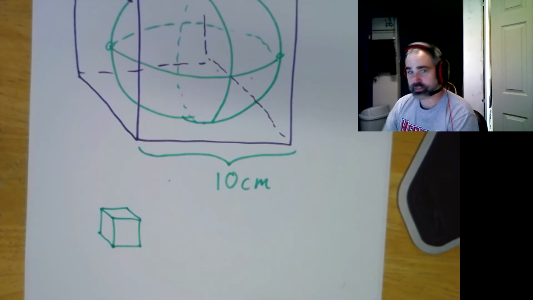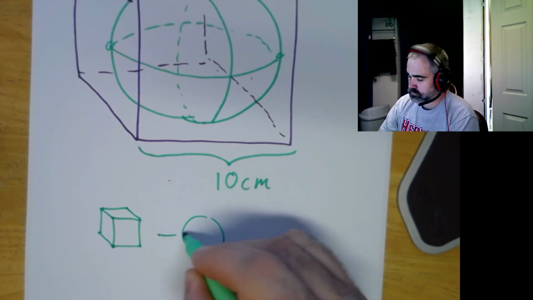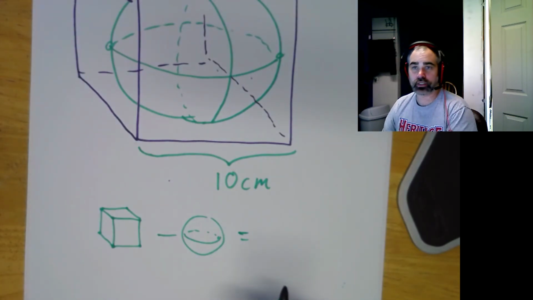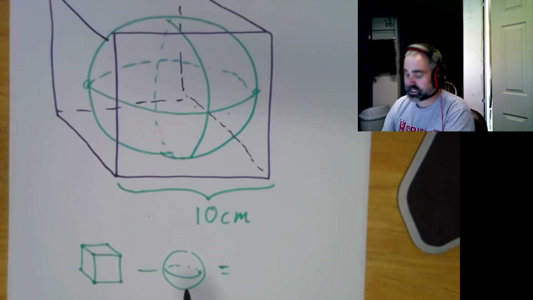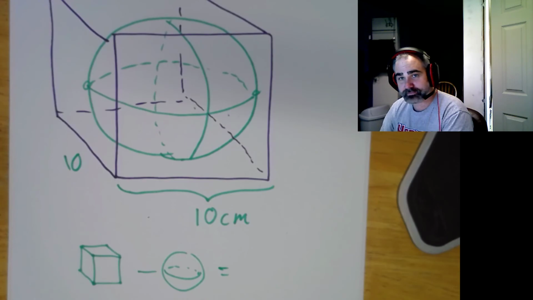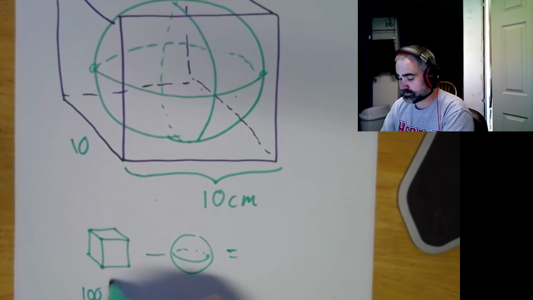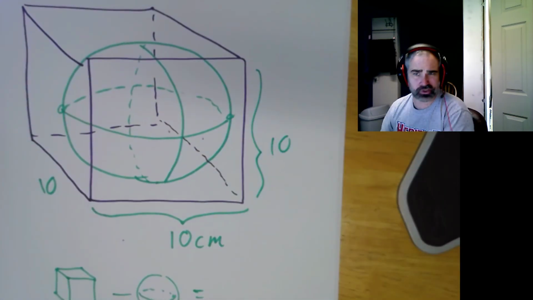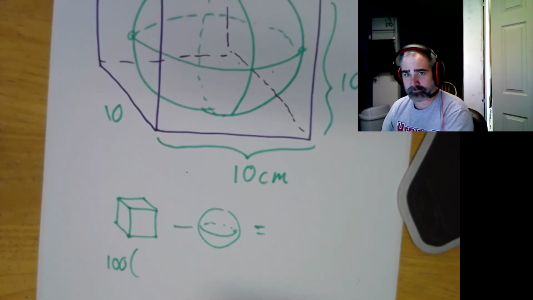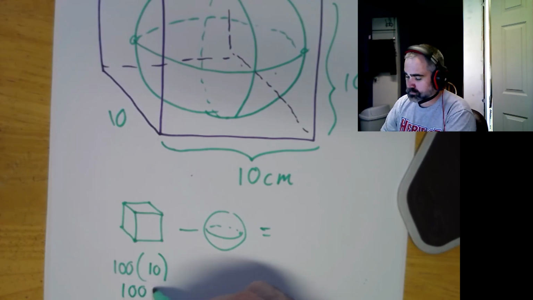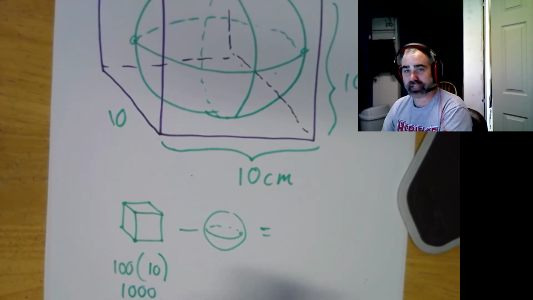So I have a cube minus a sphere is going to be the area in between. That's what I'm looking for, because I'm looking for the space between them. The cube is going to be the area of the base times the height. The area of the base is going to be 10 times 10, so 100 times the height, which is also 10. Because it's a cube, everything's the same. So this is 1,000 cubic centimeters of possible space in that box.